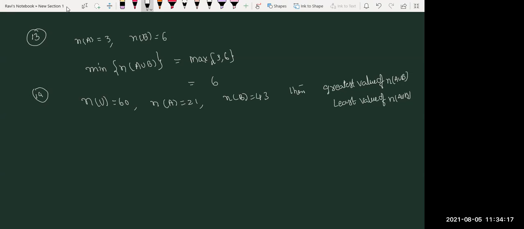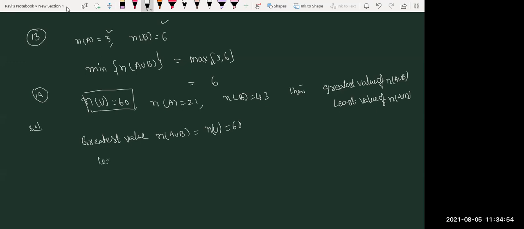Remember that whenever they give the universal set, the greatest value of n of A and B will always be the universal set. If they do not give the universal set, we have to find among the given numbers. But here clearly they have given the universal set, or not? Yes, sir. What is the universal set here? 60. 60, sir. If they do not give the universal set, then you have to find the maximum or minimum.